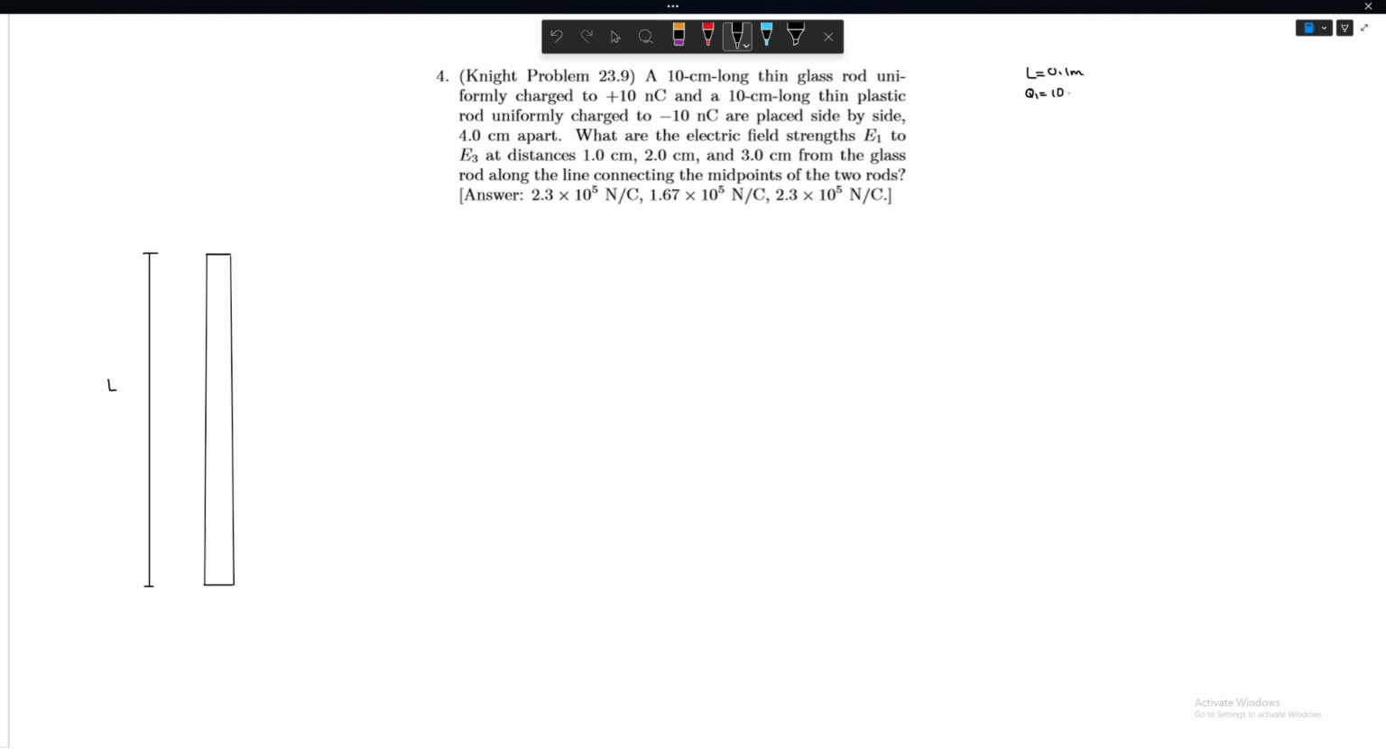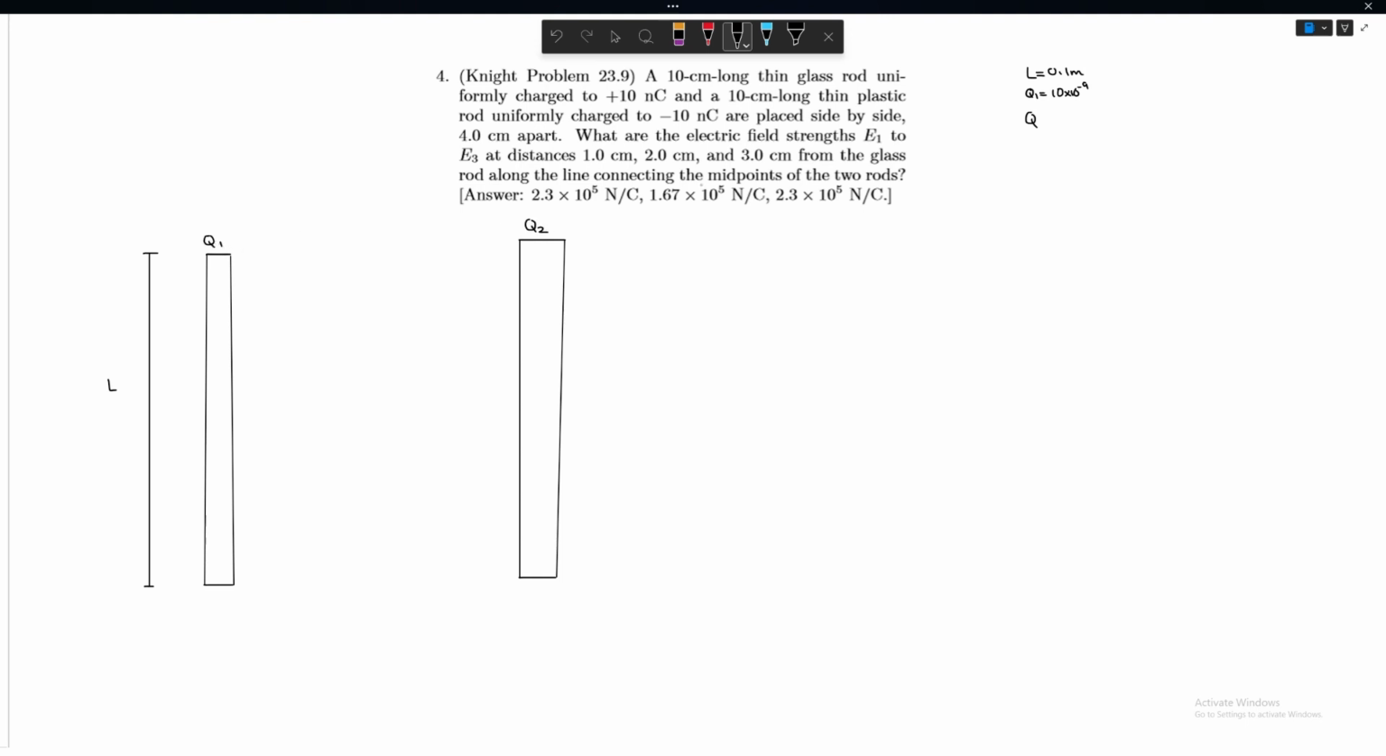10 times 10 to the negative 9, and a 10 centimeter long plastic rod uniformly charged. So we have another plastic rod right here that is also uniformly charged. These are some rough looking lines, but it works. All right, and so this length is also 0.1, but my Q2, so we'll name this Q2 and we'll name this Q1.